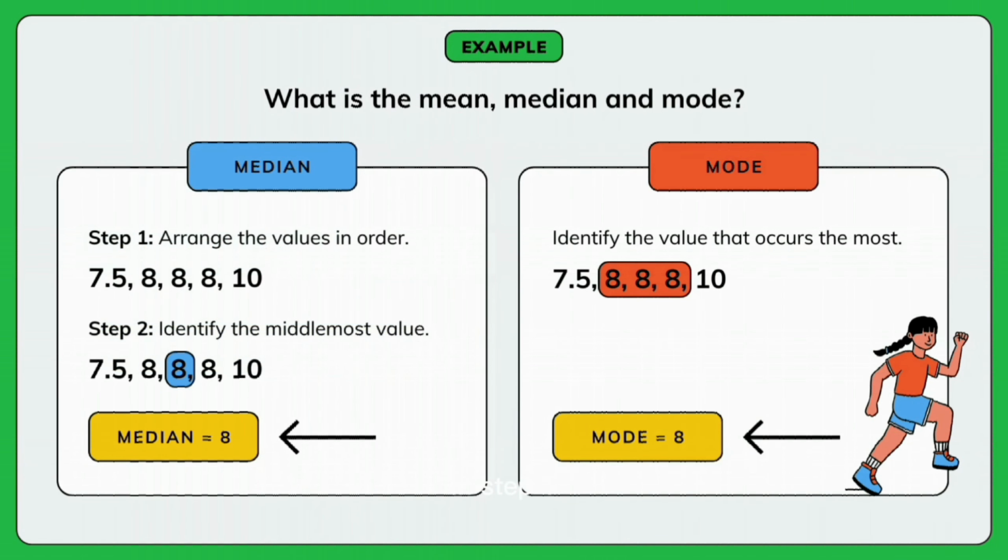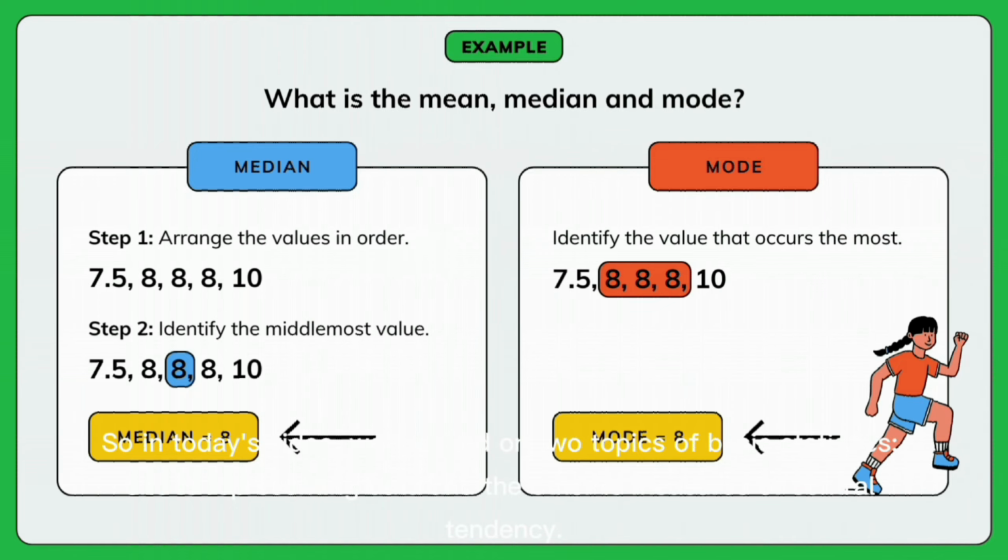For median, in step 1, arrange the values in order, either ascending or descending. In step 2, identify the middlemost value. So the median of the given data is 8. Now moving towards mode, identify the value that occurs the most. So 8 is the most frequently appeared.